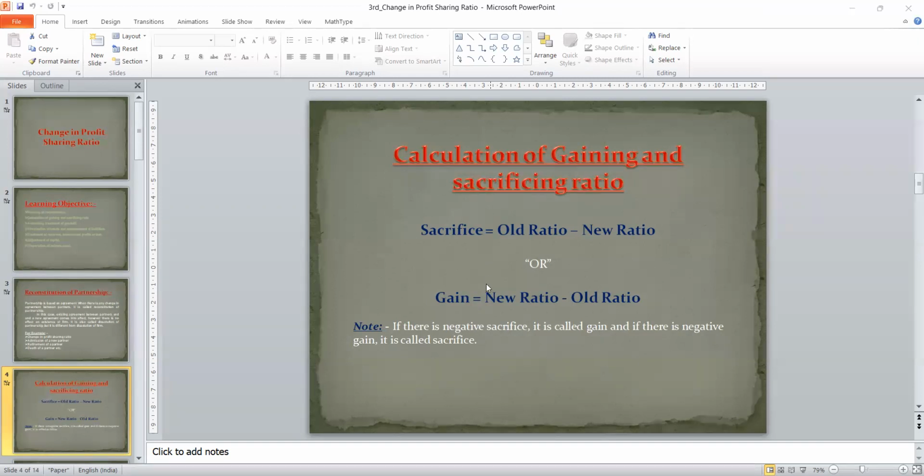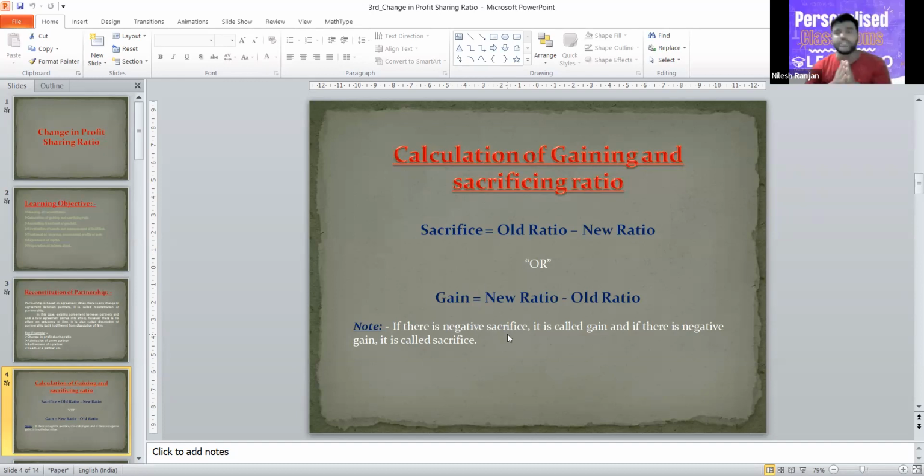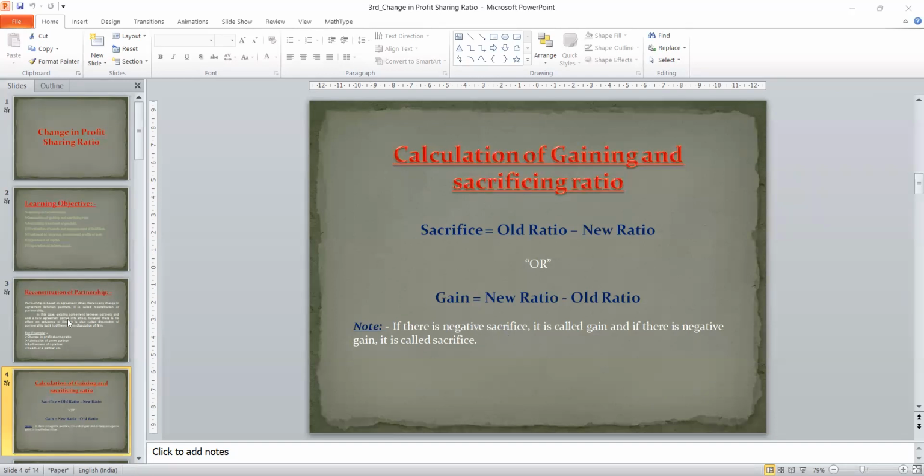Yes, sir. If there is negative sacrifice, it is called gain, and if there is negative gain, it is called sacrifice. Yes. It means if we are using formula of sacrifice and the result is negative, then it is called gain. Okay, it is gain for us. And if we are using formula of gain and the result is negative, then it is sacrifice. Okay, sir.